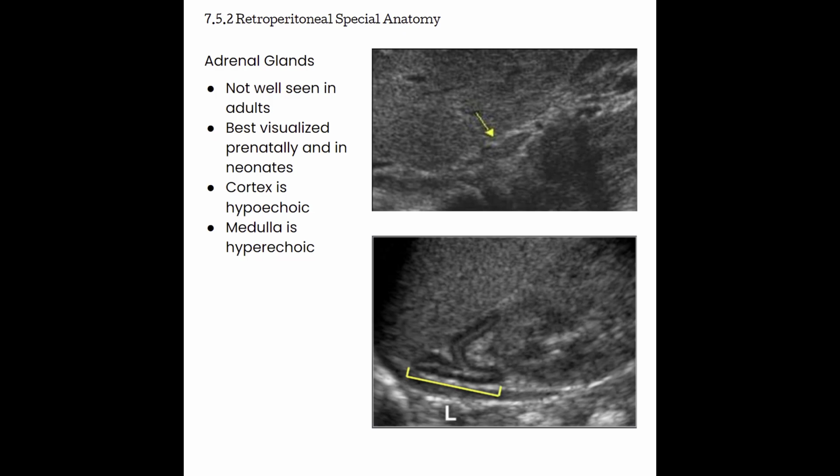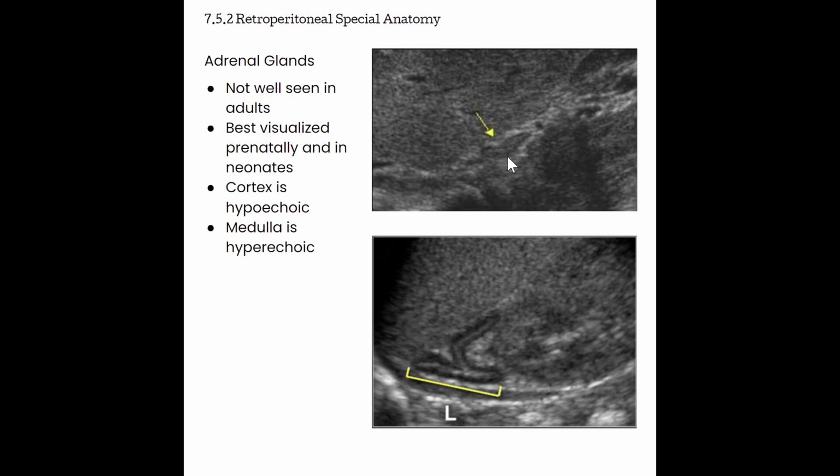Switching back to some more normal anatomy of the retroperitoneal space, remember we talked about the adrenal glands, diaphragmatic crux, and the para-aortic lymph nodes. So first, beginning with the adrenal glands, they really aren't seen well on adults. They kind of disappear into the fat that surrounds the kidneys and the spleen or the liver. So this is not a bad view of the adrenal gland. We actually can see it pretty well, better than we can see on most patients.